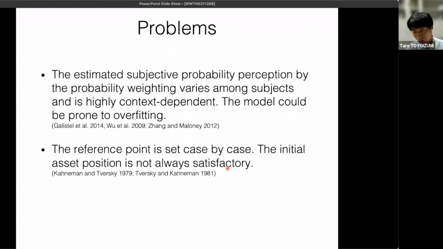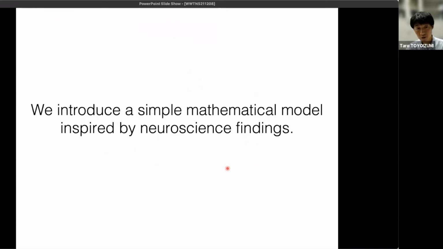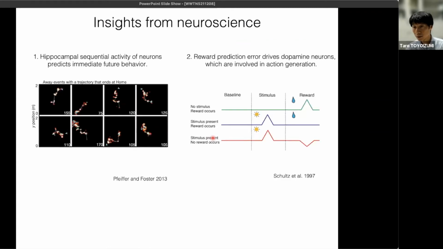So even the prospect theory has some problems, and we would like to propose an alternative mathematical model here. We introduce a simple mathematical model that is inspired by neuroscience findings. So here are insights from neuroscience. The first one is that hippocampal sequential activity of neurons predicts immediate future behavior.